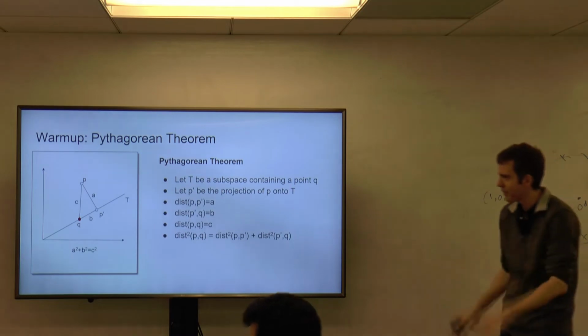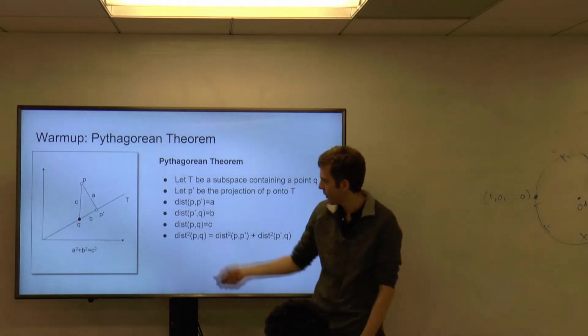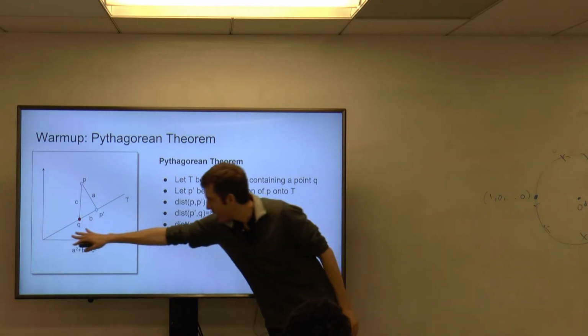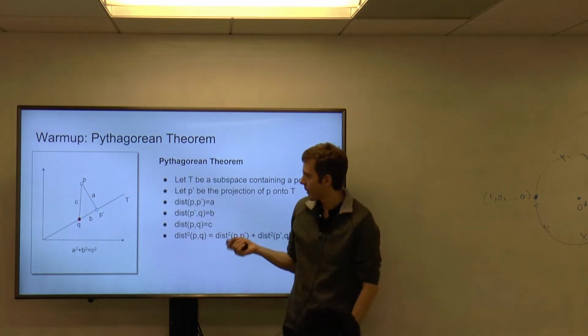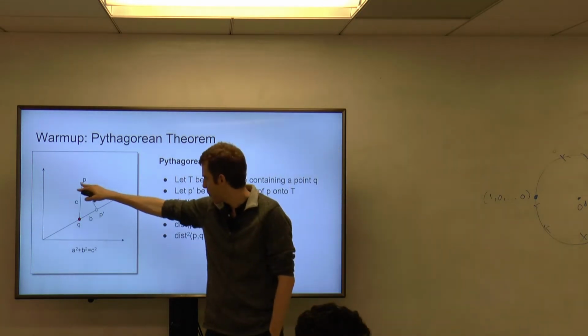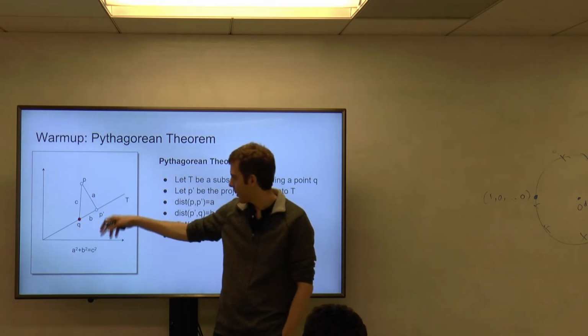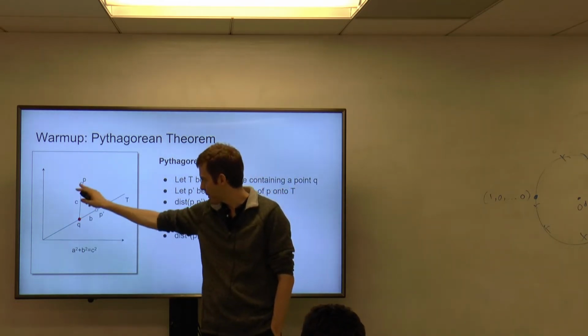Okay, so we're going to use the Pythagorean theorem over and over again. I just want to set some notation. So we have this subspace T, and we have this point P, we have its projection P prime, and we have some other point Q in the subspace, and we have that a squared plus b squared is equal to c squared.